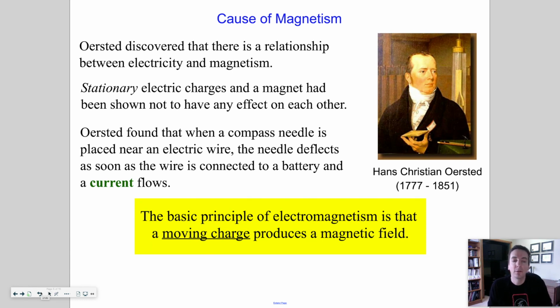However, Oersted found that when a compass needle is placed near an electric wire, the needle deflects as soon as the wire is connected to a battery and a current flows. This was sort of an accidental discovery where he had a compass on his bench and he connected the two ends of his wires to some kind of battery, and as soon as charges started moving through the wire, the compass needle deflected. So the moving charges, the moving electrons through the wire, the electric current, caused the magnetic field around the wire.